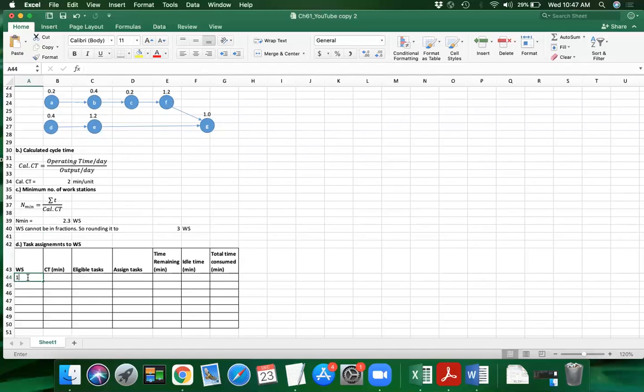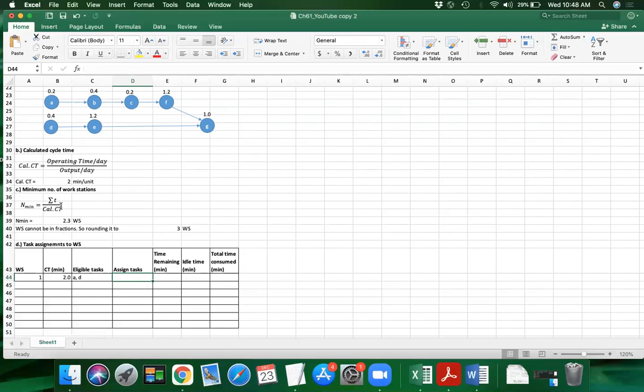So workstation number 1, to start with, every workstation will have the same time, which is the calculated cycle time. Now what tasks are eligible to be assigned to workstation number 1? Well, all the tasks that do not have any starting or preceding activities are eligible. So we can see that A and D do not have any preceding task, so they are eligible. So I will say A and D. Now out of these 2 tasks, which would you assign first? And that's where those rules come into the picture.